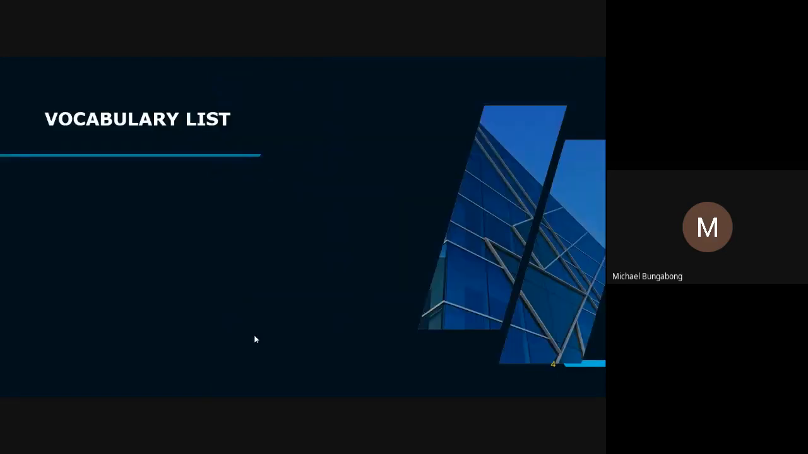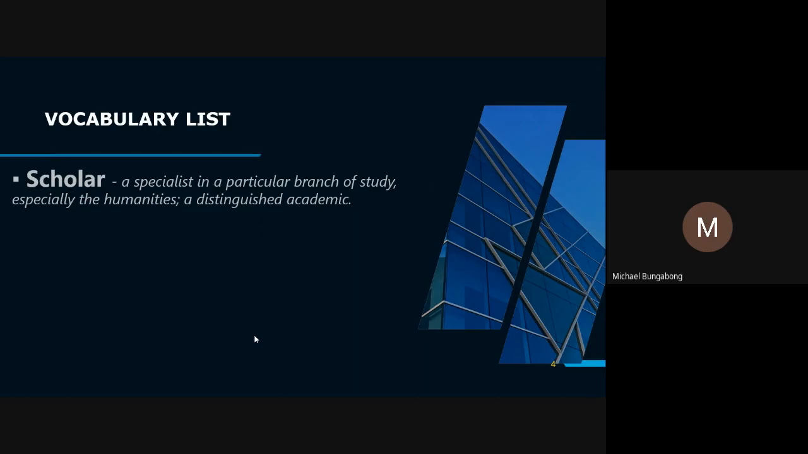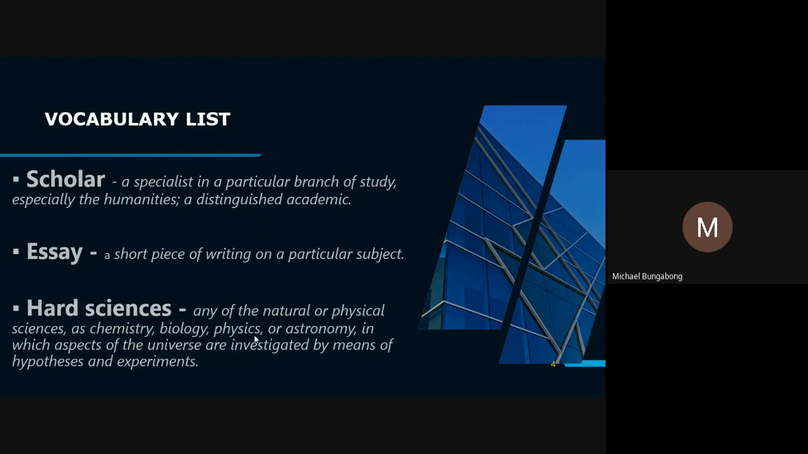All right. So in this lesson, we will be encountering this term: scholar. A scholar is a specialist in a particular branch of study, especially in the humanities, a distinguished academic. Next one is essay, a short piece of writing on a particular subject. And of course, hard sciences: any of the natural or physical sciences, such as chemistry, biology, physics, or astronomy, in which aspects of the universe are investigated by means of hypotheses and experiments. Therefore, it is called hard sciences.